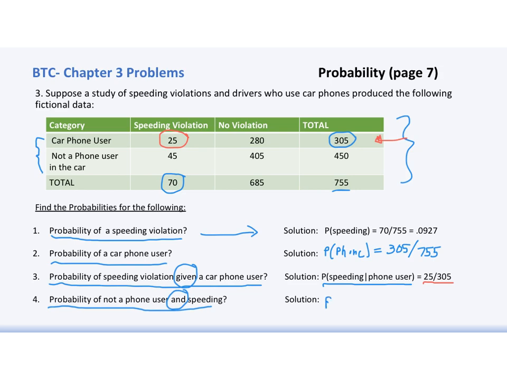So the probability of not phone and speeding, right, is equal to 45 divided by 755, right? So there's our intersection, right? Our intersection is this number here, where speeding violation and not a car user come together, divided by the total. Well, that concludes our Chapter 3 review. Please go through the book and work some additional problems, and go through the worksheet.